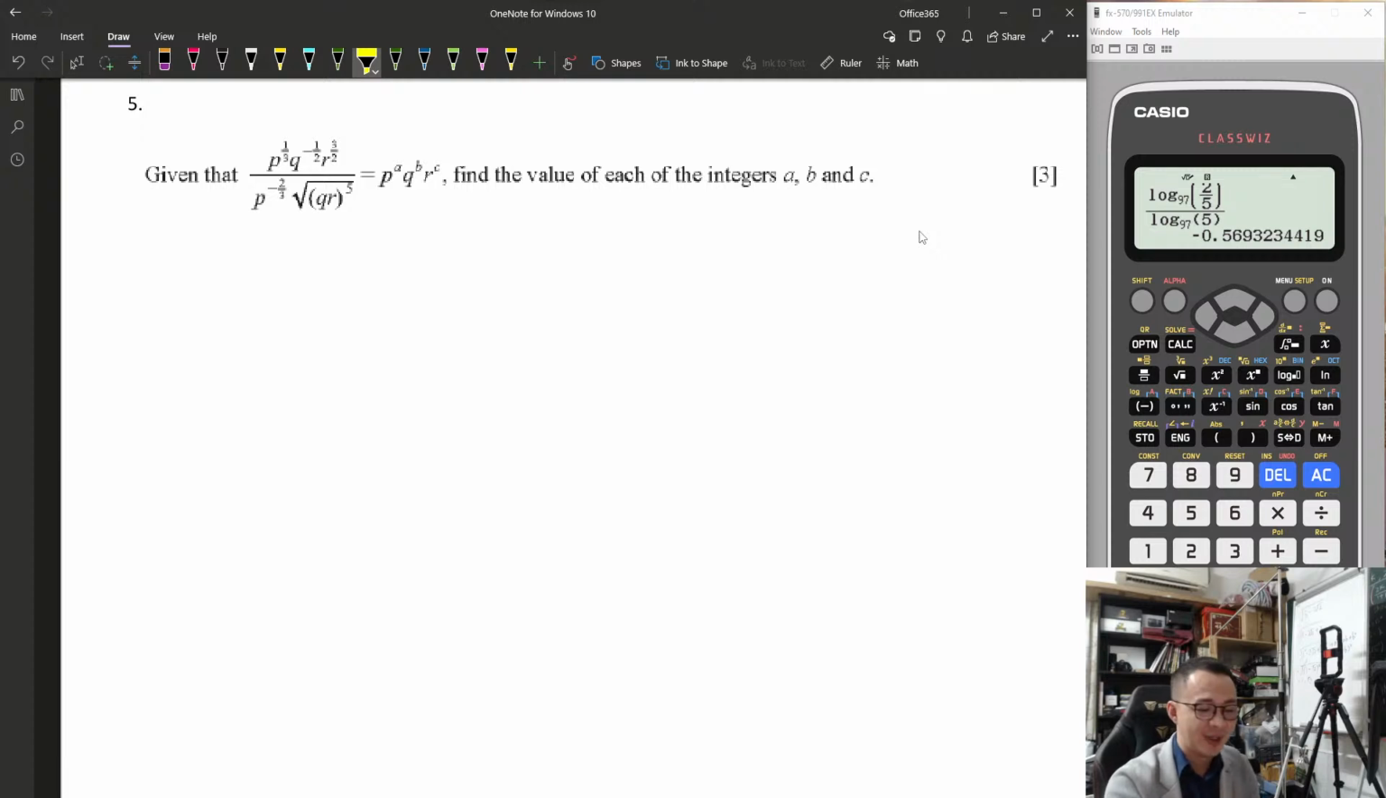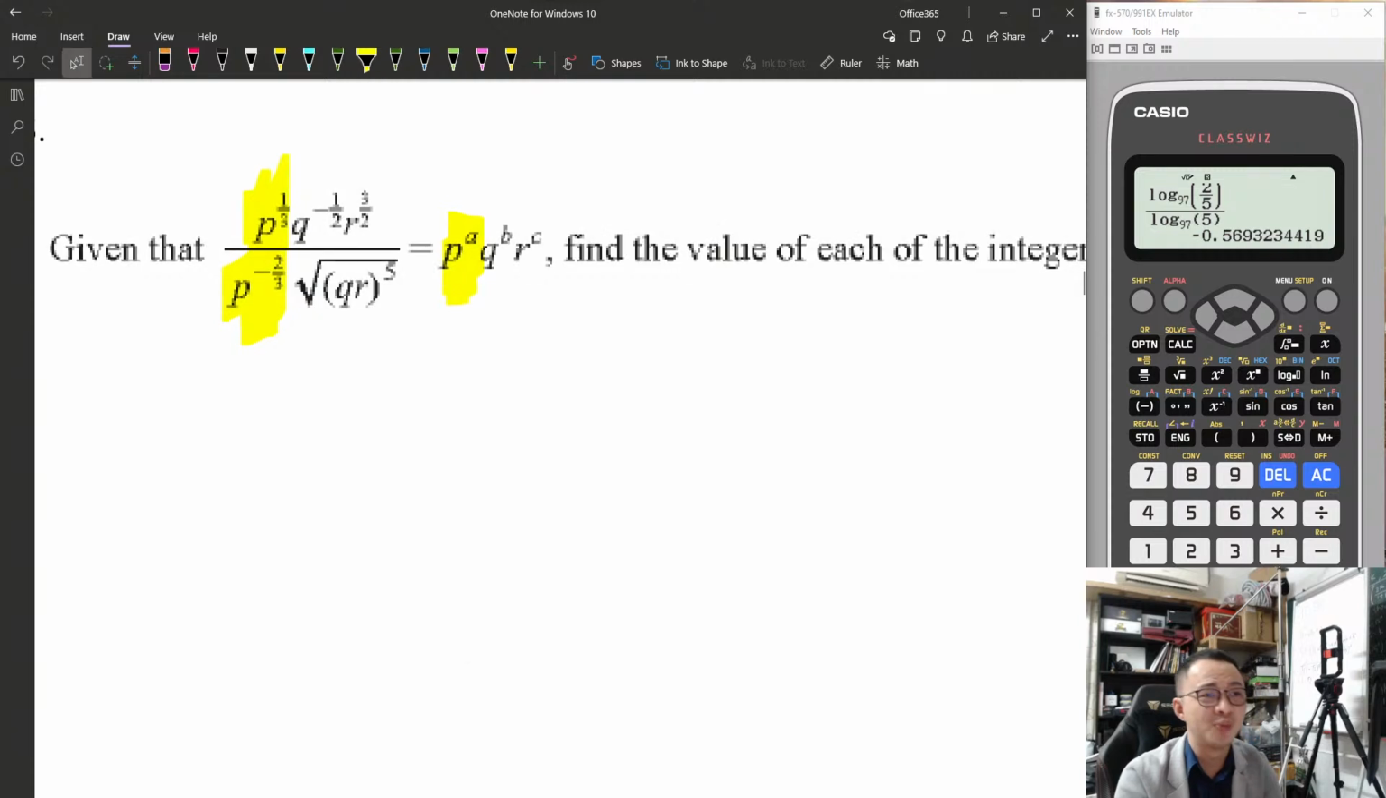First, I want to focus on p power of a here. So if you see carefully here, this is p power of 1 over 3, divide p power of negative 2 over 3. Some students might not be able to see it. Let me zoom bigger a little bit.